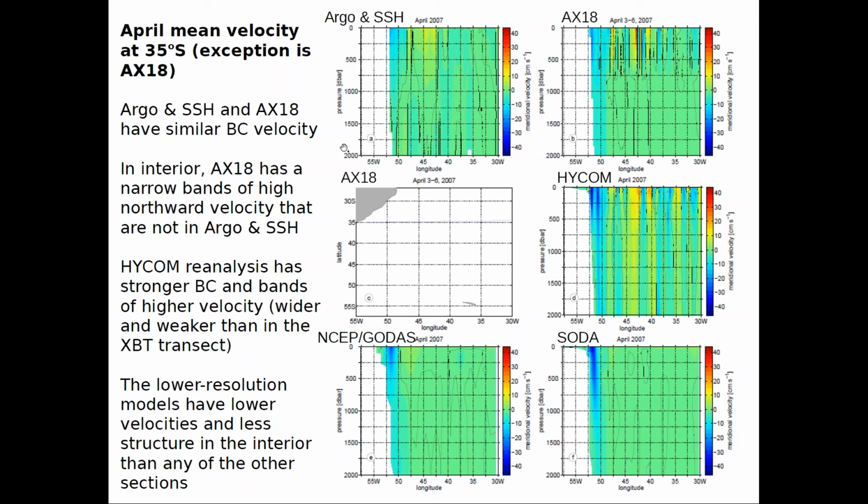And then if we look at the models now, going beyond the observation comparison, we see that NCEP is also pretty similar to Argo and SSH. SODA and HYCOM have stronger velocities here in the boundary current. And we will see that later, and that's again at 35 south.